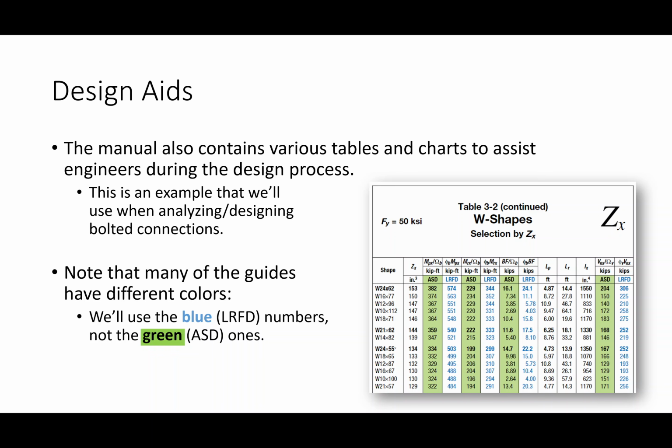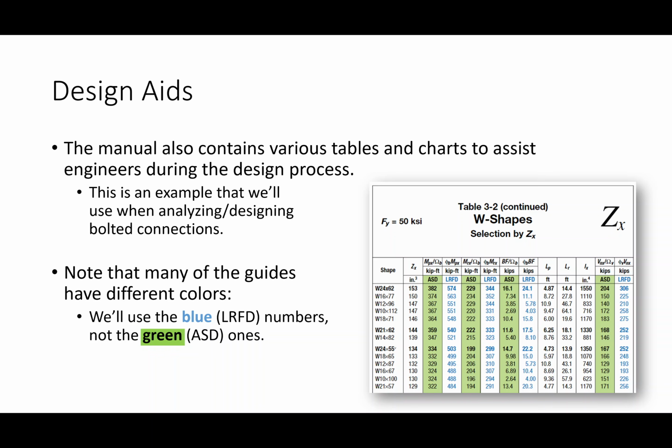tint to them. And the reason for the color differences is the change in design philosophies. Any number that's green is going to correspond to allowable stress design. Any number that's blue is going to correspond to LRFD. And any number that's black is not going to matter. For example, this is a W24x62. This term Zx is a property of the shape of a W24x62. And that property doesn't change depending upon what design philosophy you are in. But the capacity does, okay?